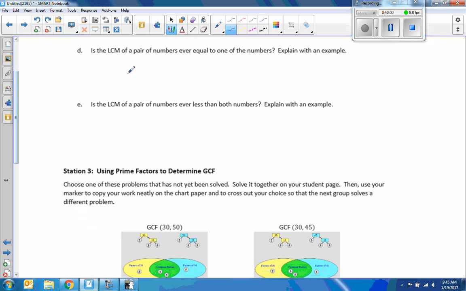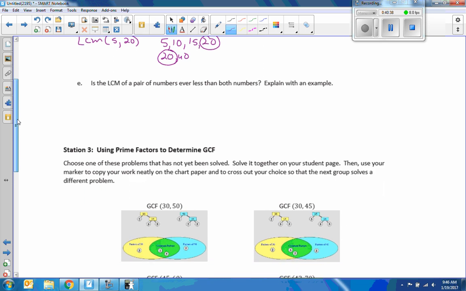D. Is the LCM of a pair of numbers ever equal to one of the numbers? And the answer is yes. So I'll give you an example. LCM of 5 and 20. 5, 10, 15, 20. Least common multiple is 20. Is the LCM of a pair of numbers ever equal to one of the numbers? And the answer is yes. And that's if the smaller number is a multiple of the bigger.